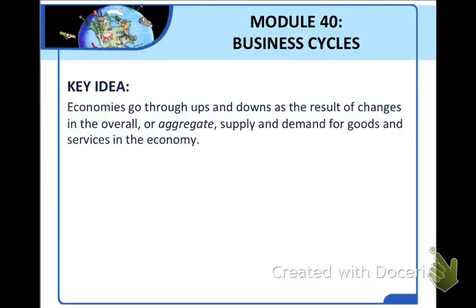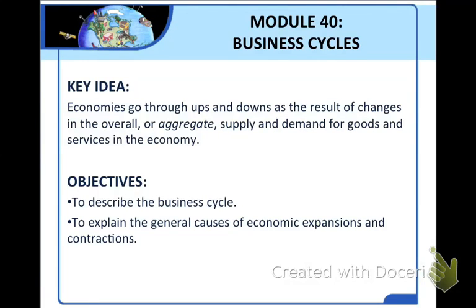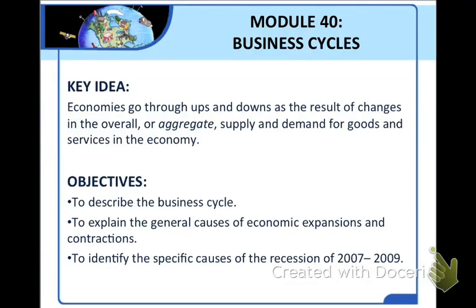So in this module, the key idea we focus on is that economies go through ups and downs as the result of changes in the overall, or what we call aggregate or total, supply and demand for goods and services in the economy. So the objectives are to describe the business cycle and find out exactly what it is and how it works, to explain the general causes of economic expansions and contractions, with the economy growing and shrinking, and to identify the specific causes of the Great Recession of 2007 to 2009 that we are just now coming out of.